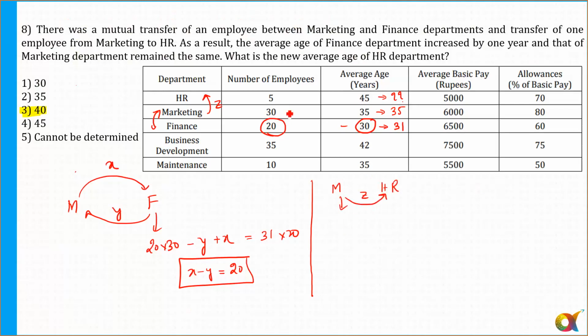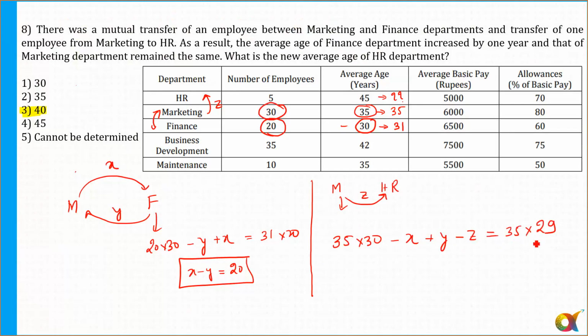Okay. There are 30 employees. Originally the average is 35, so the original total is 35 into 30. From marketing to finance, one person has shifted, that is minus X. From marketing, one person whose age is X moved to finance, so subtract it. And one new person whose age is Y has joined marketing, that is plus Y. Then one person from marketing whose age is Z has left, so minus Z. Because of which the average is still 35, but the number of persons is now 29.